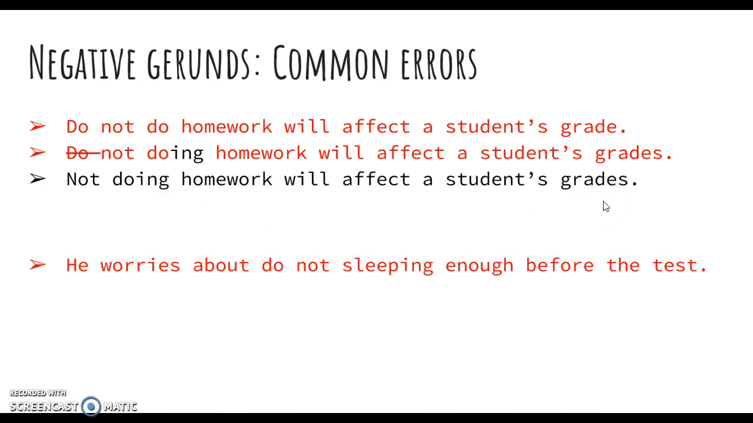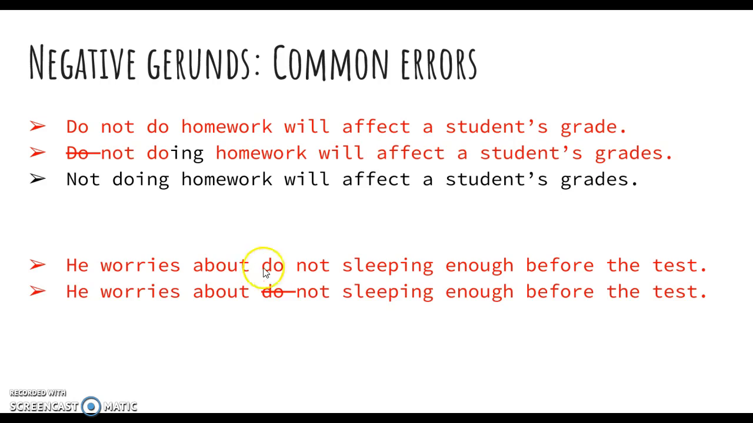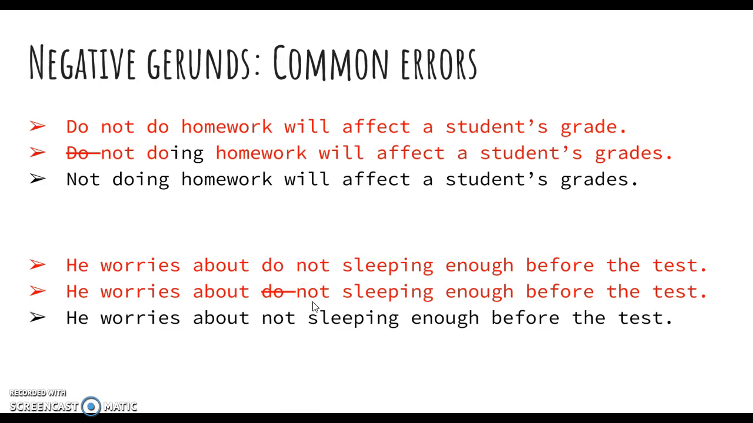Let's look at another example. We read this sentence, "He worries about do not sleeping enough before the test." In this case, we have a gerund, but we also have a do in front of the not. This is not possible in English sentence structure. So the way to correct this, we just take out the do, we just leave the not by itself, and we have the corrected sentence, he worries about not sleeping enough before the test.